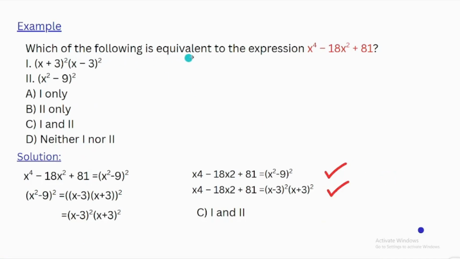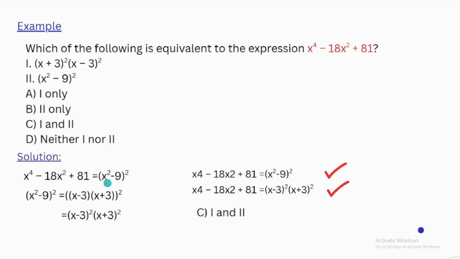Which of the following is equivalent to the expression x power 4 minus 18x squared plus 81? We noted that this is a perfect square. The first term is a perfect square. We can get a root for it. It's x squared. The root of the 81 is 9. And this is 2 times x squared, the root, and 9, the root. So x power 4 minus 18x squared plus 81 equals x squared minus 9, all squared.